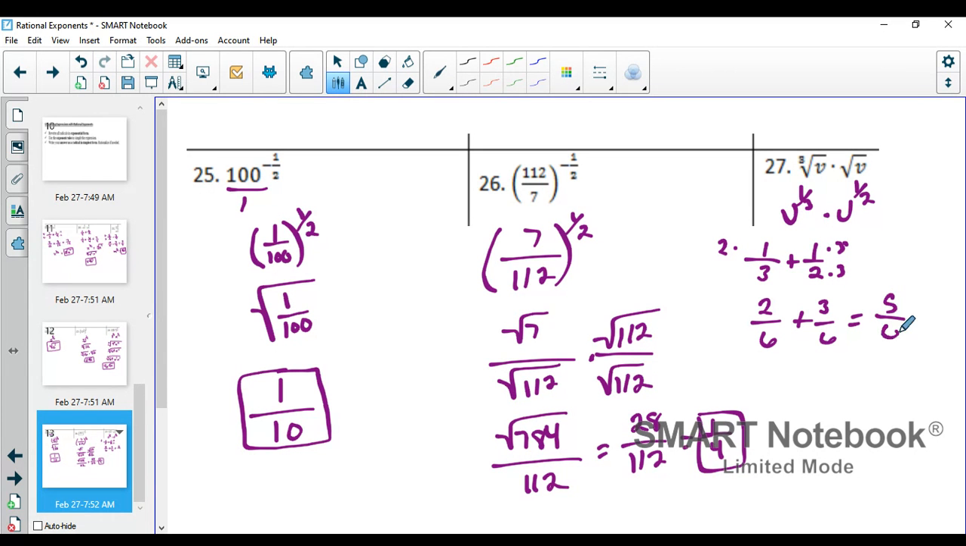This is 5/6. So we have v to the 5/6 power, which written in radical form is the 6th root of v to the 5th power. That is the final answer of the final example, and we are done with this section.